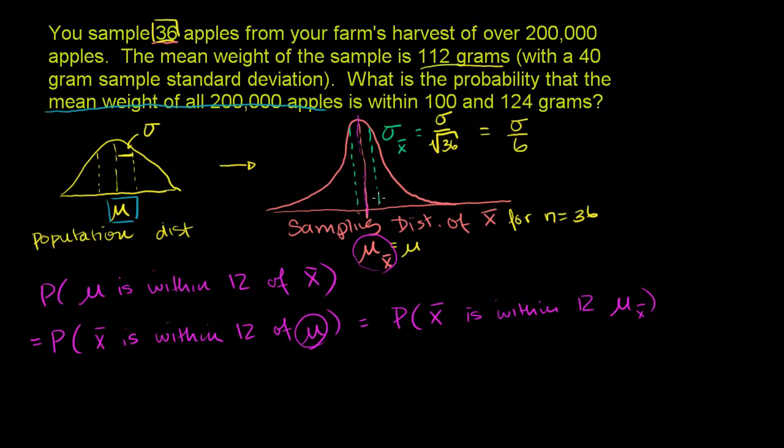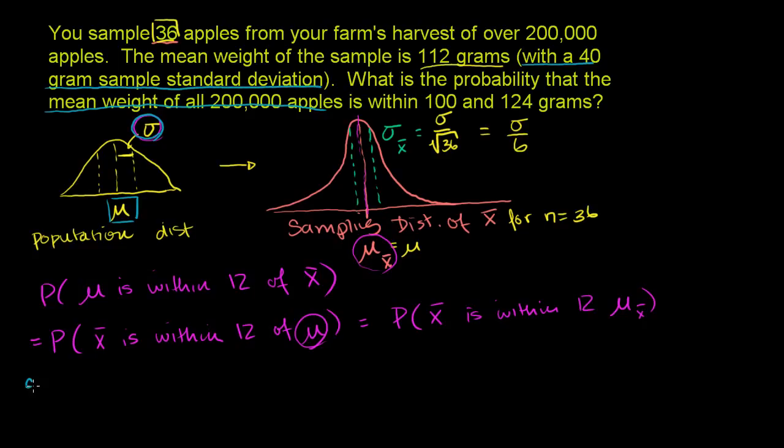But there's one slight complication here. We don't know the actual standard deviation of this sampling distribution. We just know that it's this thing right over here divided by 6. But we don't know this thing. So what we're going to do is get our best estimate of it. We need a good estimator for the actual population standard deviation. Well, what's our best estimate of that? It's going to be our sample standard deviation. We sampled 36 things, and we got a sample standard deviation of 40.